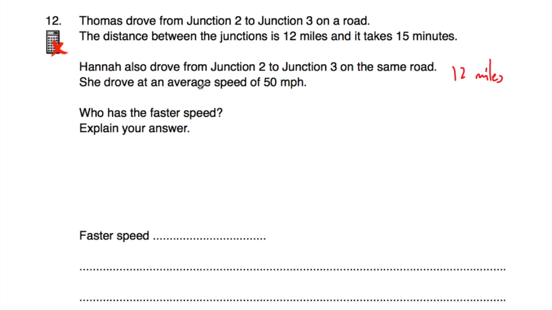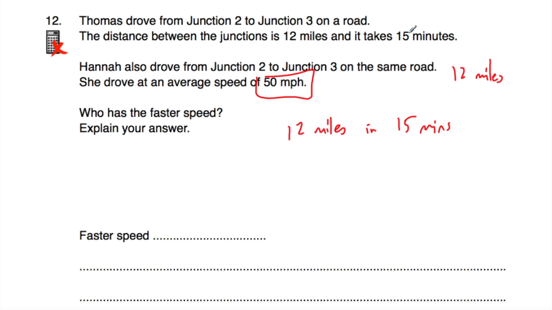In terms of Hannah, we know that she drives at a speed of 50 miles per hour, so we know her speed. Her speed is 50 miles per hour. Let's find Thomas's speed. So Thomas drove 12 miles in 15 minutes. There's a few approaches we could use here, but it is a non-calculator question. So the approach that I would typically use for a question like this would be, if Thomas drove 12 miles in 15 minutes, we ideally would see how far Thomas would drive in 1 hour.